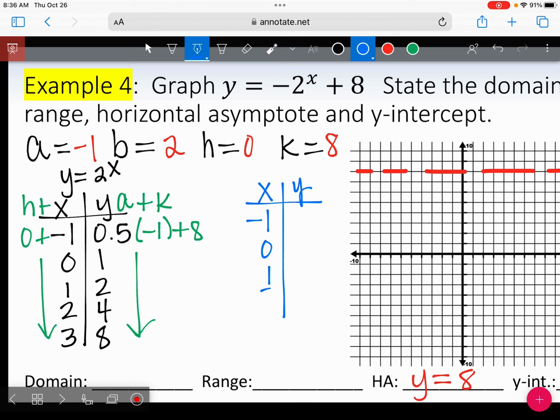Again, I already know that half of the table is going to stay the same. And now pick up your calculator, take 0.5 times -1 plus 8. 1 times -1 plus 8, 2 times -1 plus 8, etc., and plot your points.